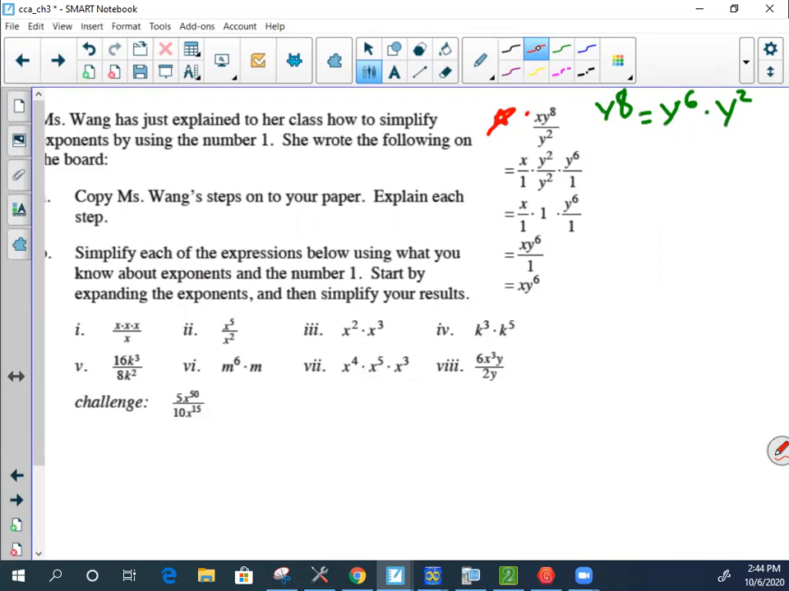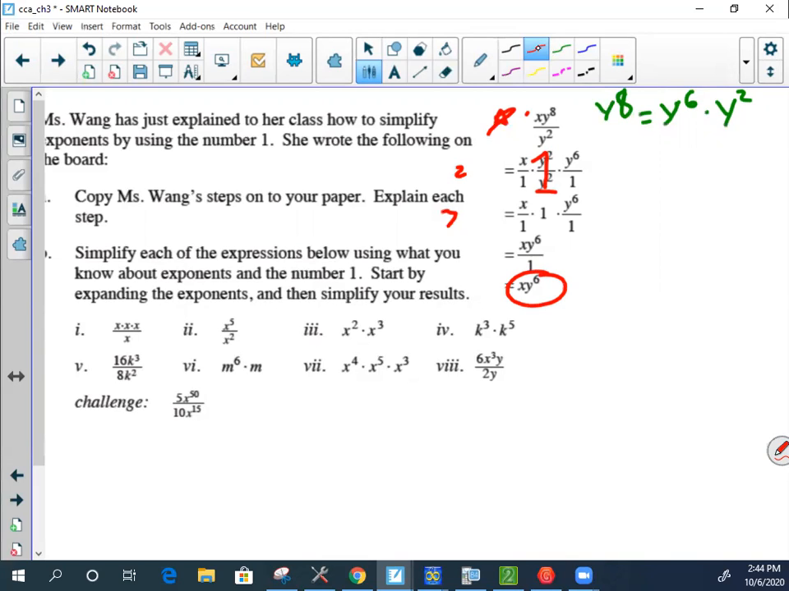But what's really nice about this is that I know that anything divided by itself equals 1. That's how she gets from step 2 to step 3. So you see how she changes the y squared divided by y squared to 1. Then she just multiplies straight across. Then she has x times y to the 6th on top divided by 1. And dividing by 1 doesn't change anything. So that's how she gets x times y to the 6th as her answer.